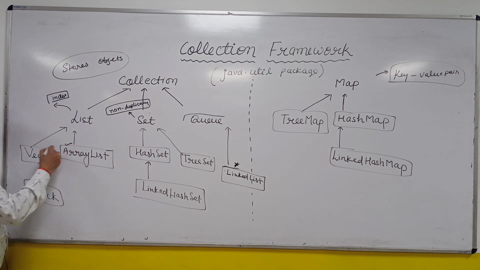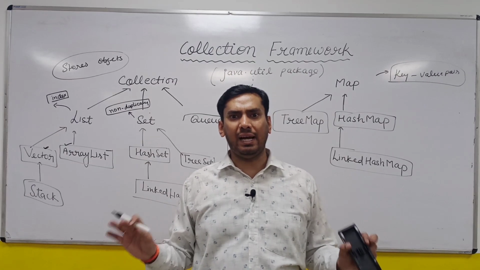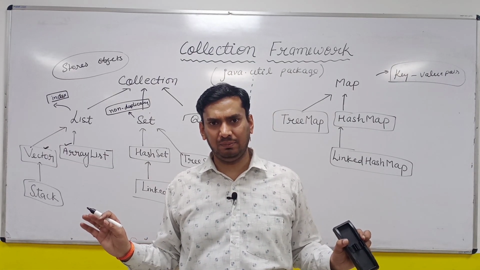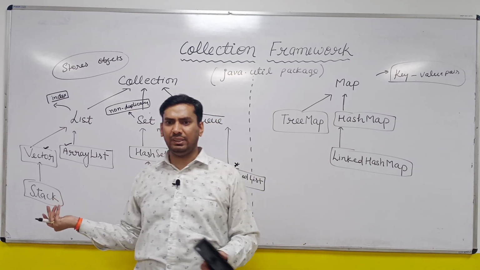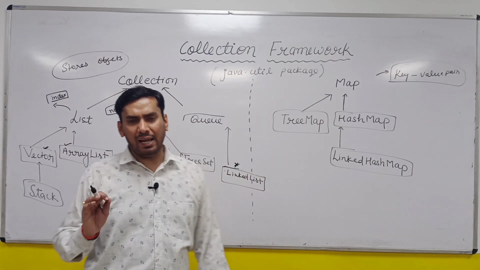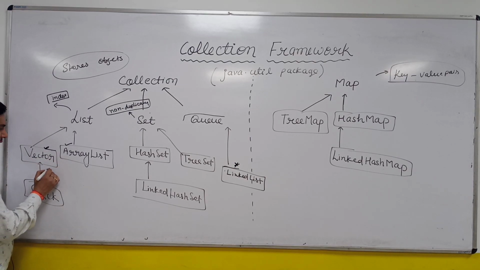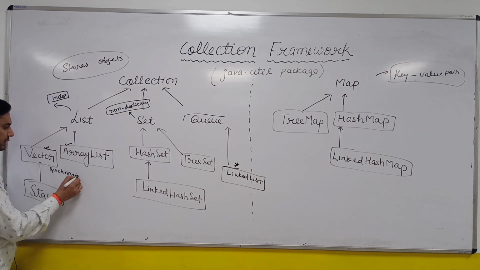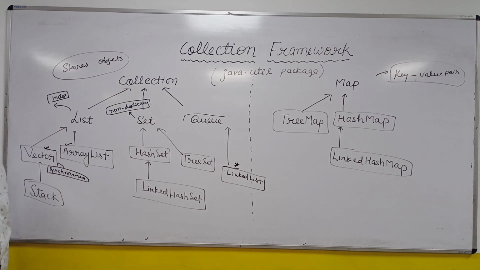Two subclasses, array list and vector. So what is the difference between array list and vector? Array list is a normal dynamic resizable array. You can say it is a general purpose array that we normally use. But what is the difference between the vector and the array list? Array list is not synchronized. Vector is synchronized. So synchronized array list you can say is vector.